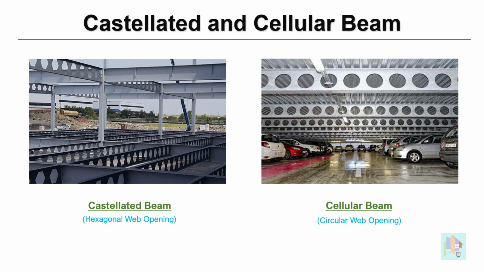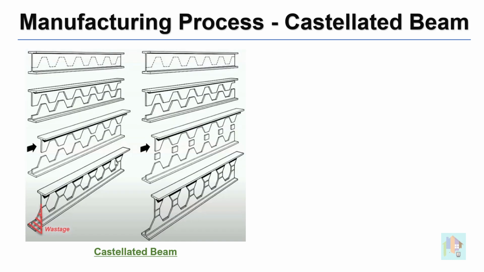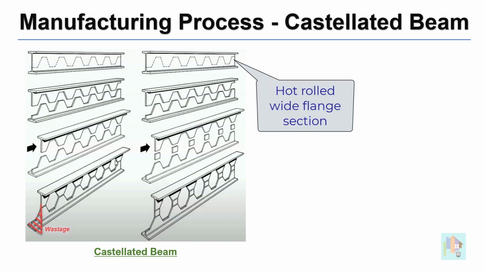Why are these beams more economic and more suitable as a long span rafter or floor beam? The answer to this question is hidden in the manufacturing process. Do you know these cellular beams are manufactured from normal hot rolled sections? The process involves cutting and welding.